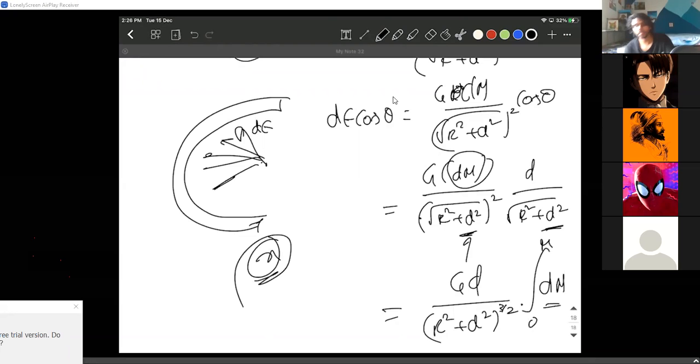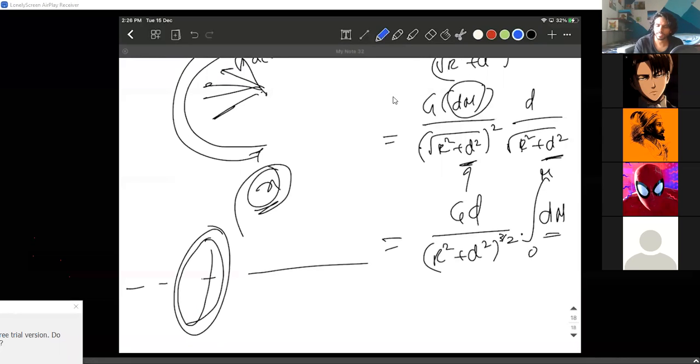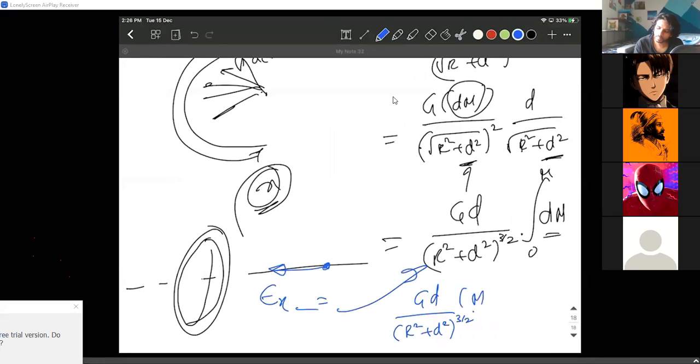This is the answer for a full ring. Guys, this is a value that you have to remember. In the future, I'll make you remember it. Out of the table that we get, the final Ex value is G d by (r square plus d square) whole power 3/2 into M.